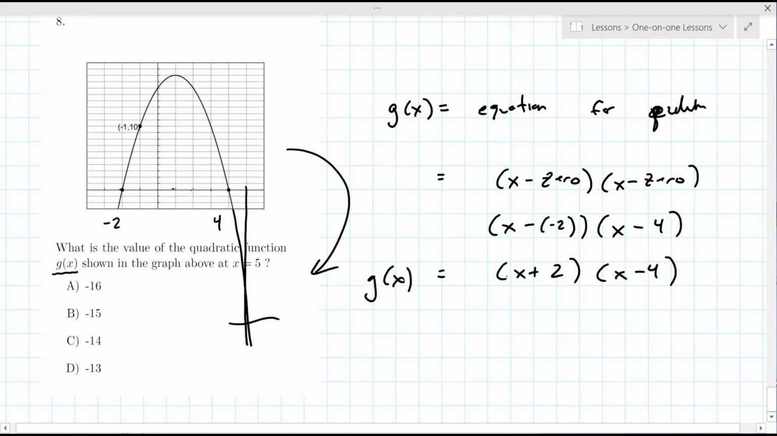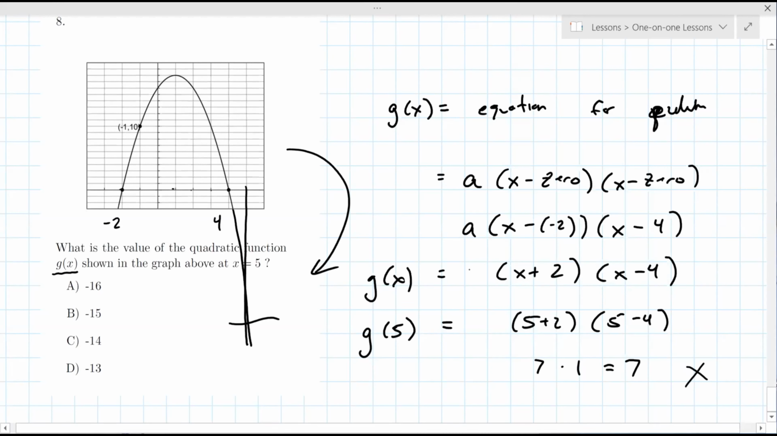If you put 5 into this equation, will you get one of these answers? So 5 plus 2, 5 minus 4, that's 7 times 1, that's 7. No. That's wrong. So there's something wrong here. This is one of those questions that one of your instructors gave you a long time ago. The value of A has yet to be determined.